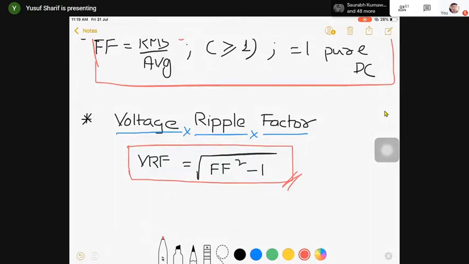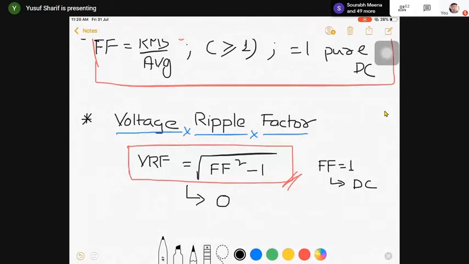Okay. For a pure DC, what is the value of voltage ripple factor? For a pure DC, what is the value of the form factor? The form factor for a pure DC is equal to 1, right? So this is for pure DC. When I calculate the voltage ripple factor for a pure DC waveform, I get 1 minus 1, that is 0.